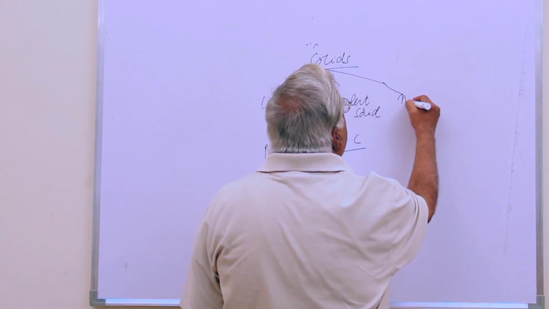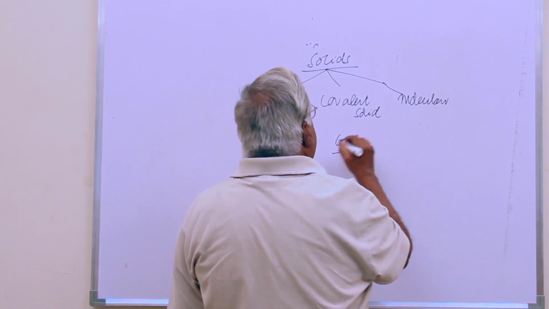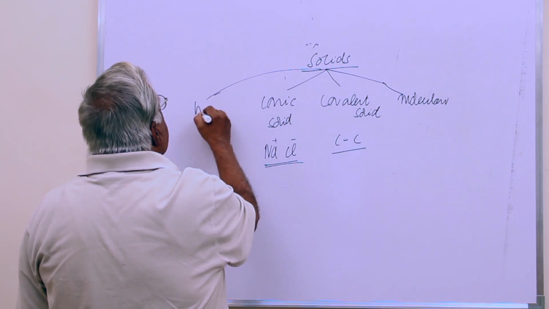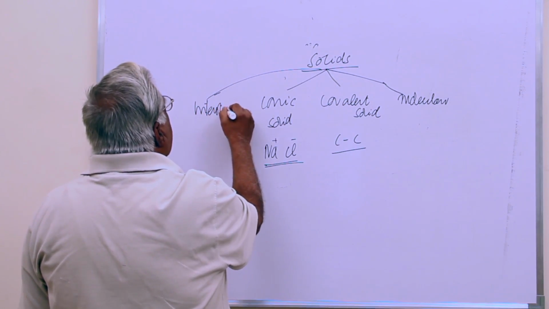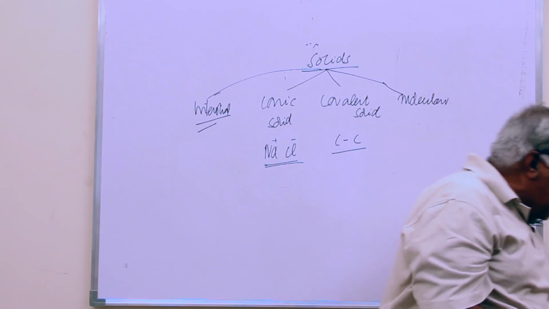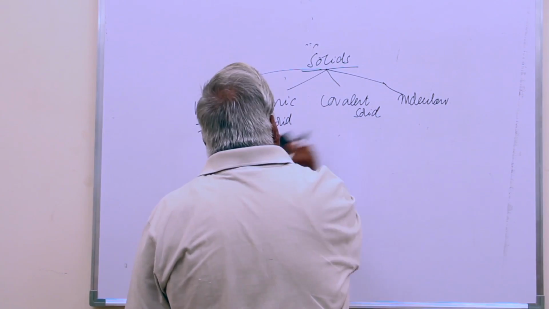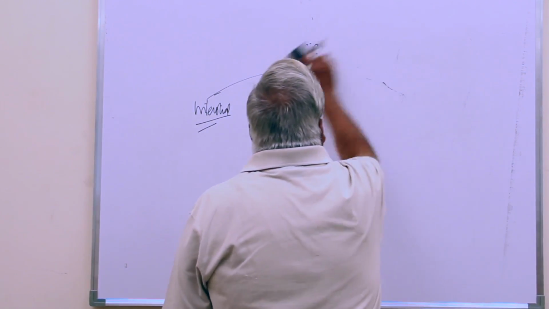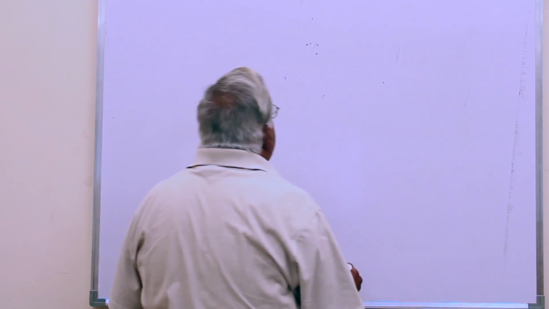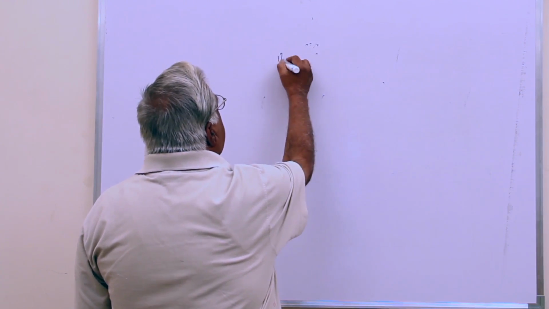Then we have molecular solids. The covalent solids are also called molecular solids. Then we have what we call interstitial solids. So these are the different types of solid. We can also say it can be an ionic crystal, a covalent crystal or a molecular crystal. Now when you go deeper into ionic solids, or crystals in general, crystals are characterized by three important properties.